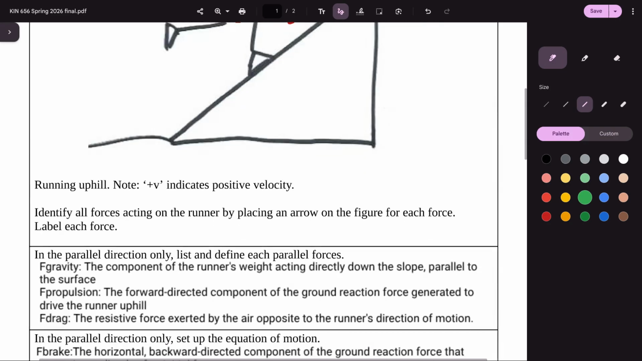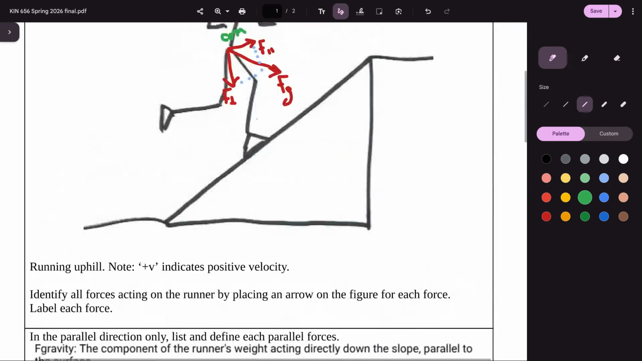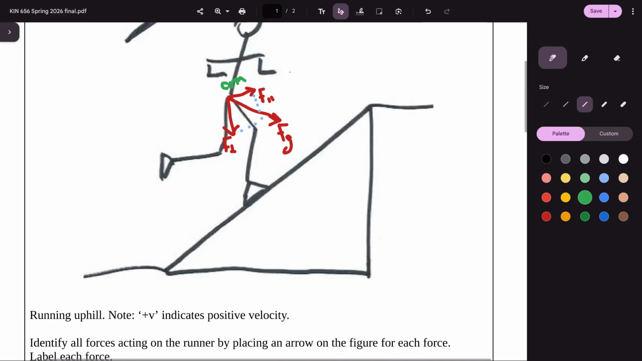And then we have our propulsion force. So our propulsion force is acting on the parallel. It's acting on the parallel, right? Meaning it is going to go forward. So we're going to do it right here. So our propulsion force is going to be right here. So F, let's do prop, right? So that's going to act on to our foot.